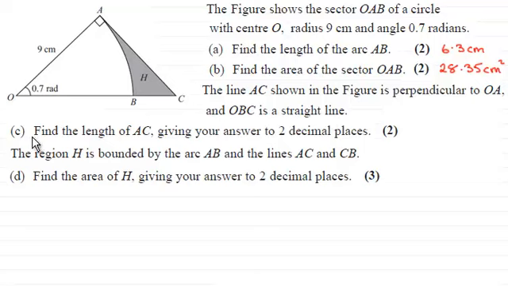So we've got to find in part C the length of AC, giving your answer to 2 decimal places for 2 marks. And then we're told that the region H is bounded by the arc AB and the lines AC and CB. And for part D, we've got to find the area of H, giving your answer to 2 decimal places for 3 marks. So again, if you'd like to have a go at this, if you haven't done so already, just give you a moment to pause the video.